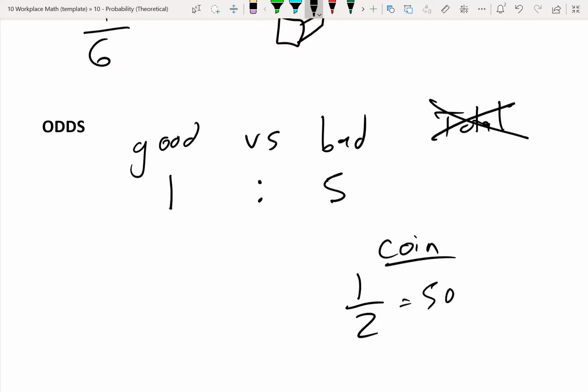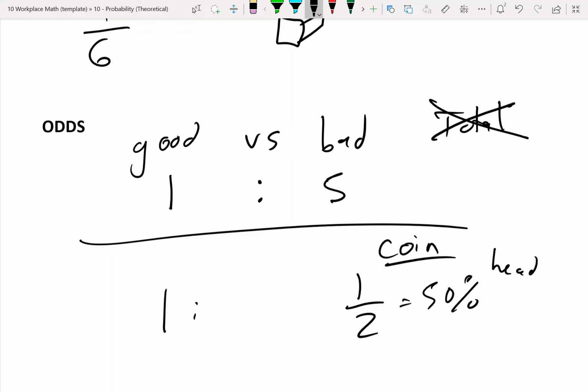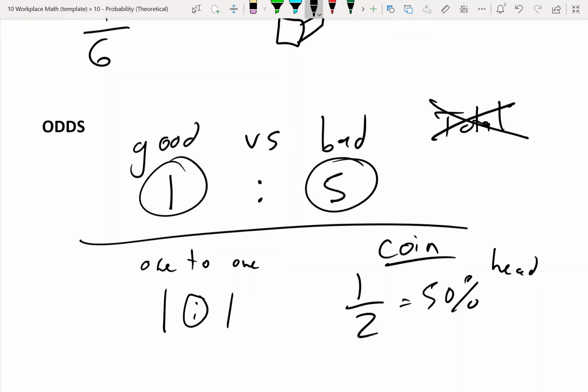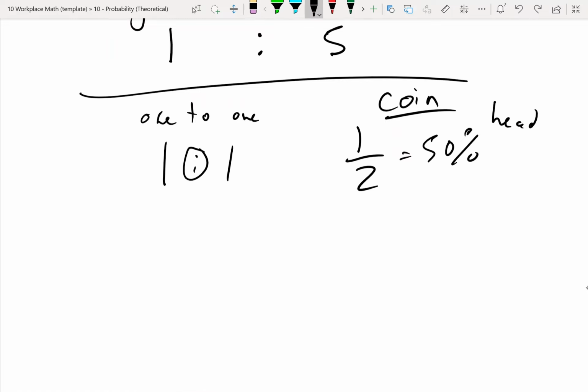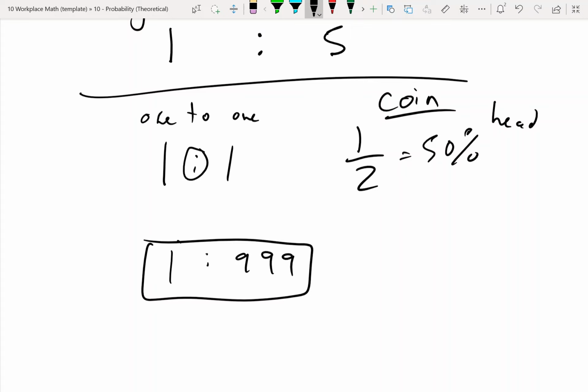If we're going to do the odds for the coin again, the probability is 1 out of 2, which is 50%. If we want to write this as a ratio showing the odds, we would say the odds of getting a good outcome, like a head, is 1 to 1. In this case, the odds are 1 to 1, which means it's the same. And we see in this case, when it's 1 to 5, the odds aren't great. If you had something like 1 to 999, the odds are very, very bad because the chance of getting the good outcome is only 1, and the chance of getting a bad outcome is very, very high, 999. So the bigger this number is compared to this number, the worse your odds are. And that's it.